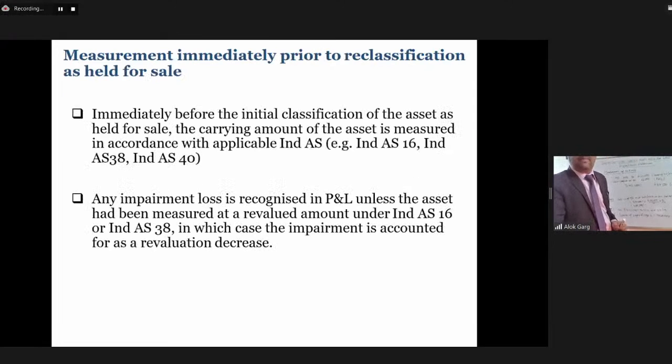Okay. So measurement immediately prior to reclassification as held for sale, like we have seen in step 1. In step 1, immediately before the classification of the asset as held for sale, the carrying amount of the asset is measured in accordance with the applicable IND AS, for example IND AS 16, IND AS 38, or IND AS 40. If there is an impairment loss, it has to be recognized in P&L. But sir, if the asset was valued as per the revaluation model and a revaluation surplus was there, then what will happen? In that case, that loss will be adjusted from the revaluation surplus as per IND AS 16 or IND AS 38. Okay, so it will be treated as a revaluation decrease.